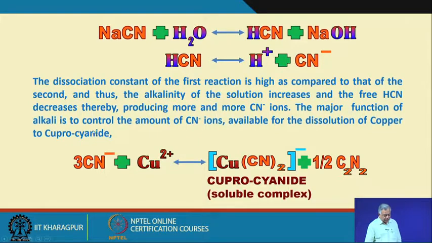The major function of alkali is to control the amount of cyanide ions available for the dissolution of copper to cuprocyanide, and this is the reaction: 3CN plus Cu2+ gives you Cu(CN)2 twice, the cuprocyanide soluble complex, plus half C2N2. This is a very complex one. I do not want to take you to that complexity, because it is only an introductory course of mineral processing.